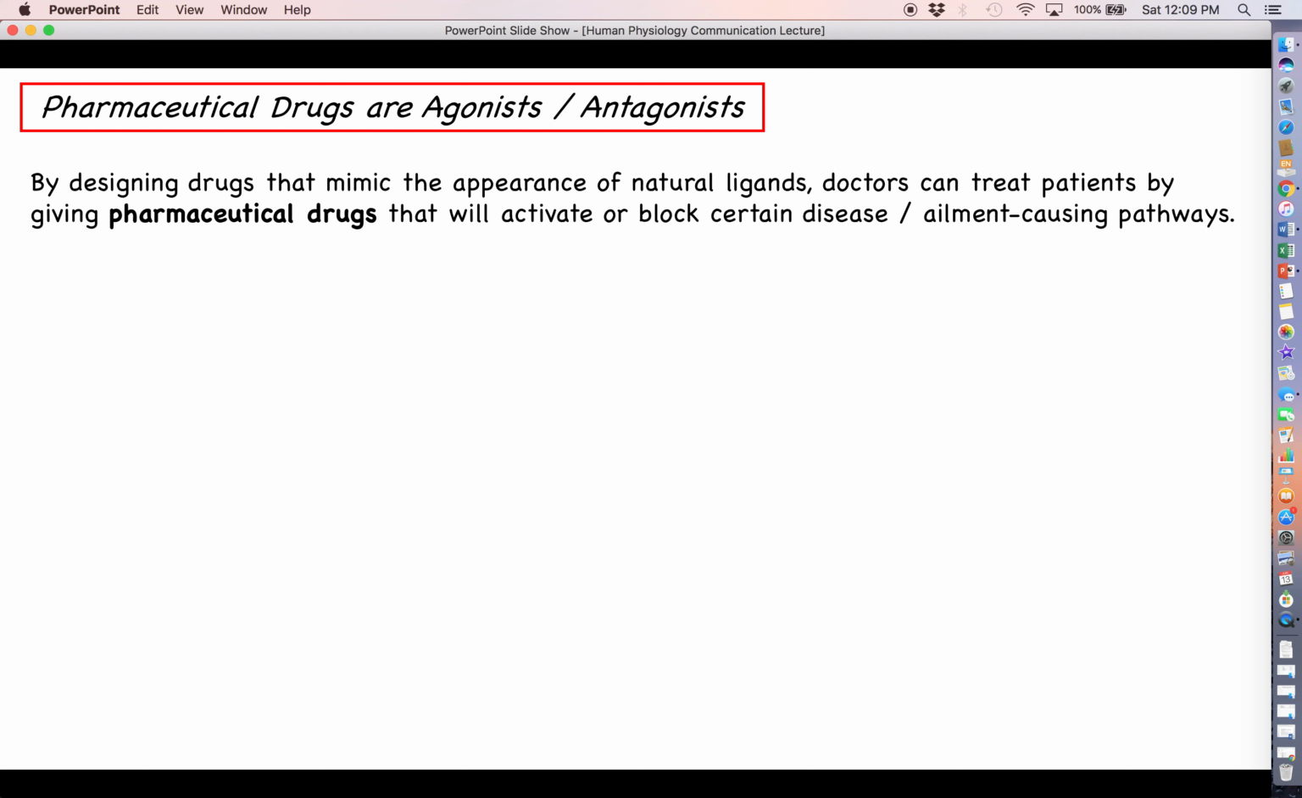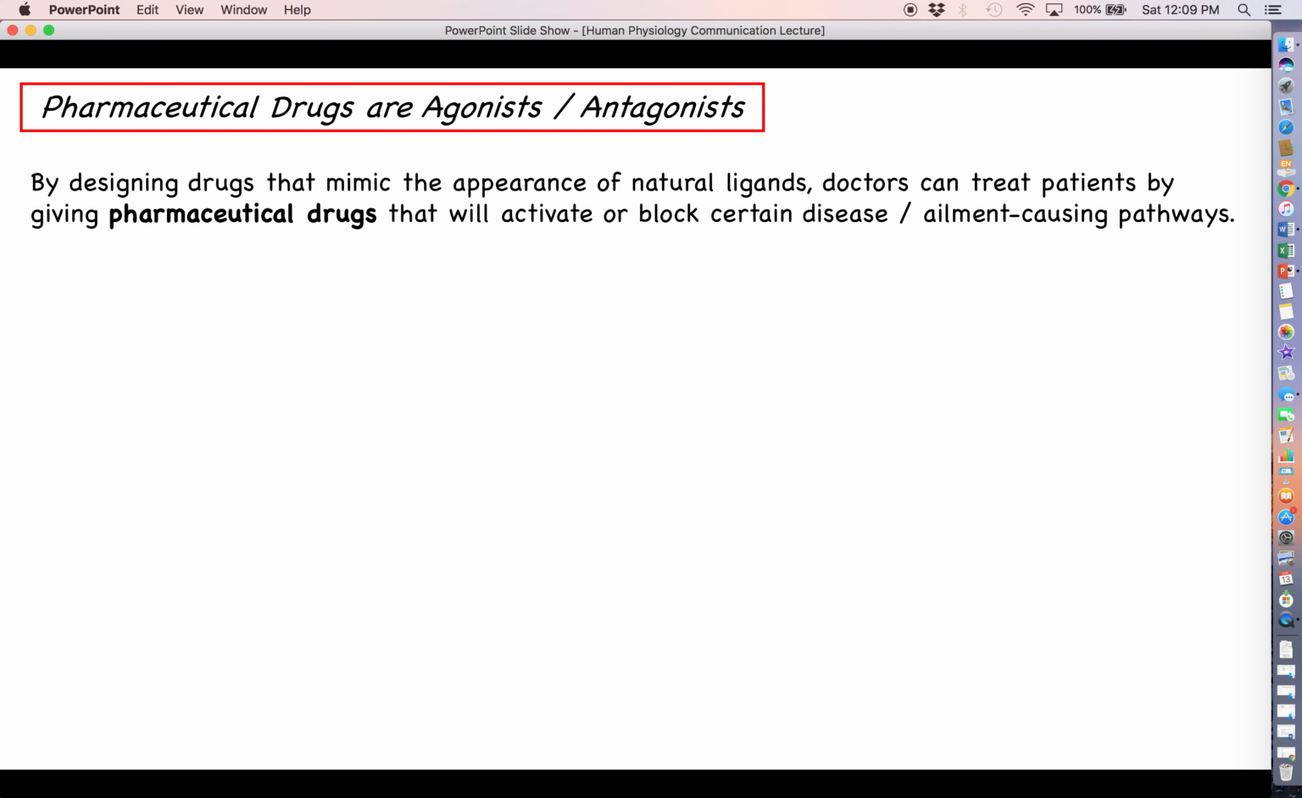The idea here is that over the course of decades, research scientists have studied these pathways, studied the way cells respond to natural ligands that our body produces, so hormones and neurotransmitters and things of that nature. They have studied these receptor proteins so that they know exactly how those ligands bind. And what these scientists have done is design drugs that very much resemble the natural ligand, but will either act as an agonist to turn on or keep on a certain pathway, or they design an antagonist which will block a certain pathway that we do not want on.